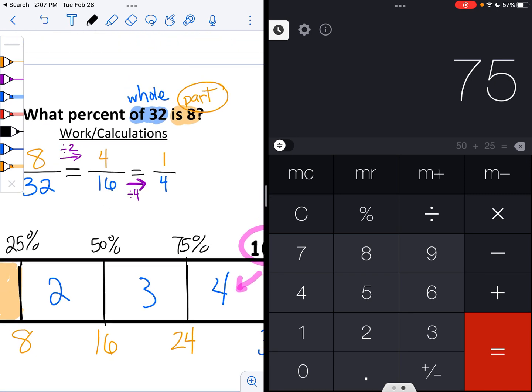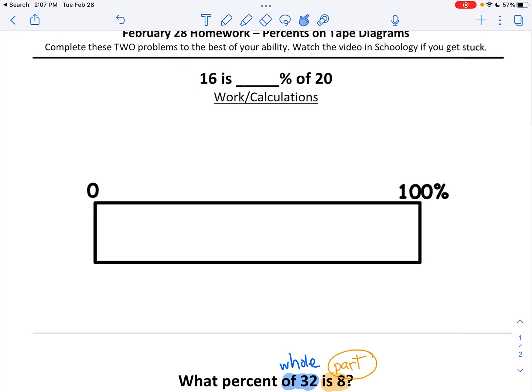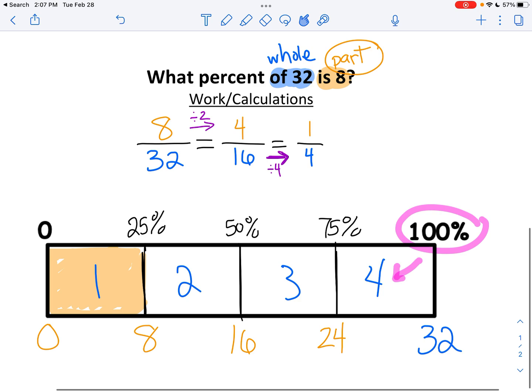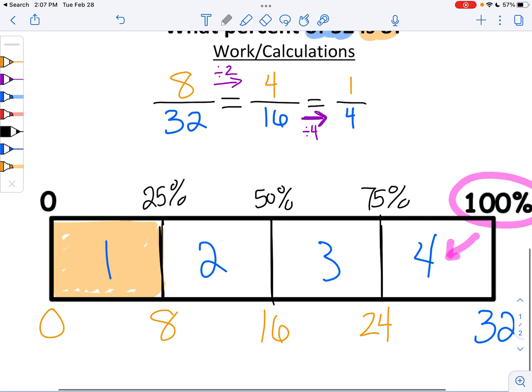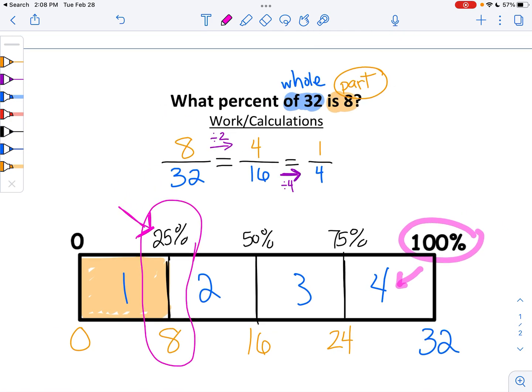Great. Now I'm going to get rid of my calculator, and I need to actually answer the question. It says, what percent of 32 is 8? So I'm going to find my 8, and on top, I see 25%, which means that the answer is 25%.